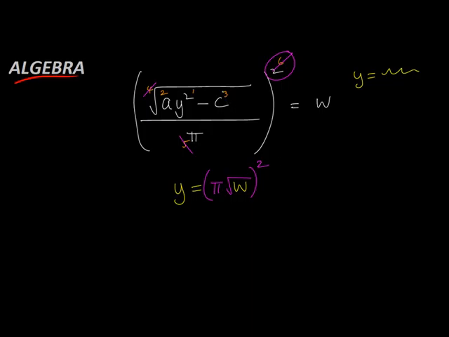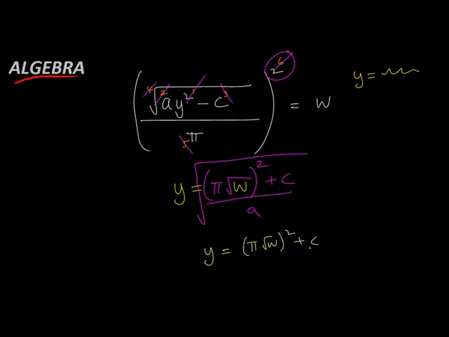Then we get rid of minus c. The opposite of minus c is adding c, so we add c to that side. Get rid of 2, which is timesing by a. The opposite of timesing by a is dividing by a. And then finally squaring. The opposite of squaring is square rooting. So we square root the whole thing. So to write out again, y is equal to the square root of ((pi root w) squared plus c) all over a. That's not so hard.